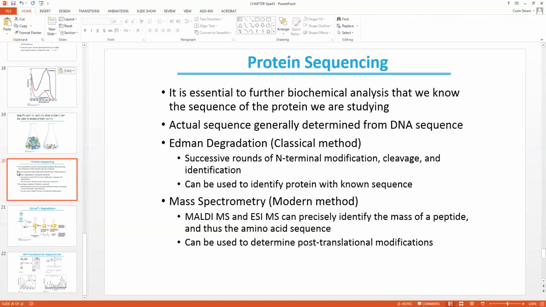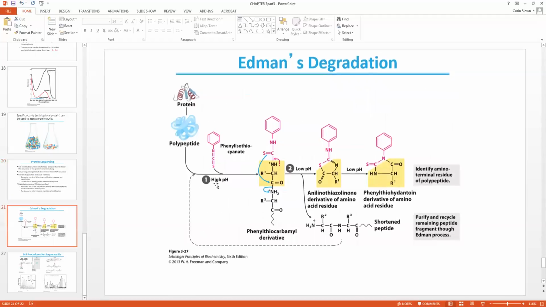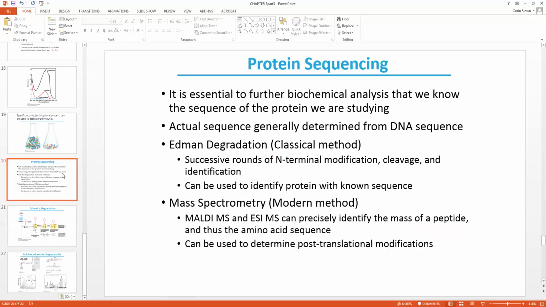So we can use the Edman degradation, which is a classical method. This is where I do successive rounds of N-terminus modification. So I cleave, identify that single amino acid, and then I cleave again. And so this is what can be used to identify a protein if there's a known sequence. I can also, though, use mass spectrometry, so MALDI-MS and ESI-MS. I can use those to identify the mass of a peptide and the amino acid sequence. And so if I have post-translational modifications, this mass spec method might be more accessible.